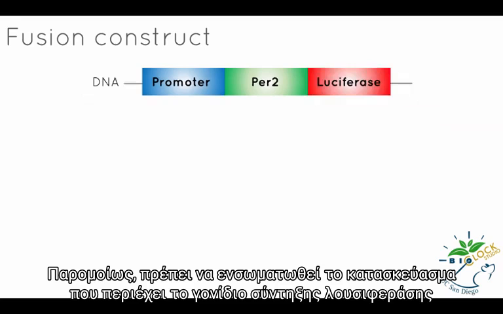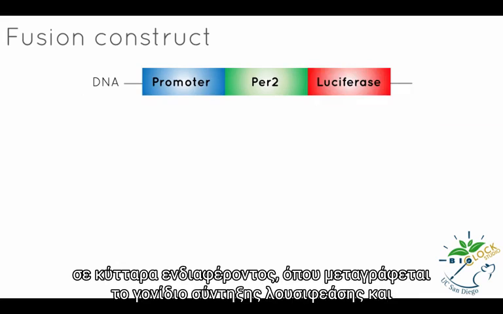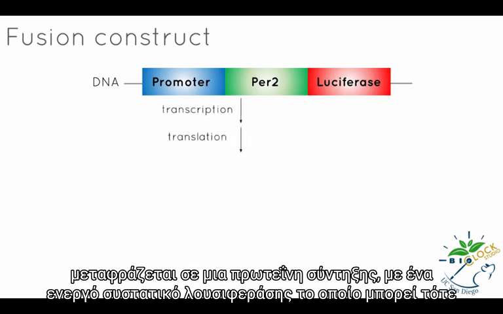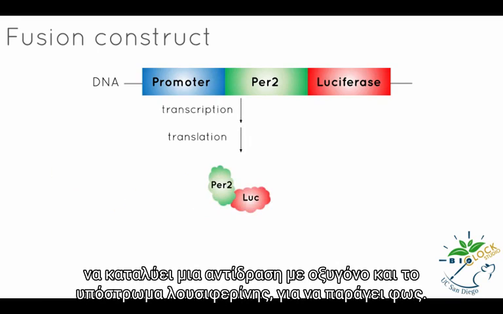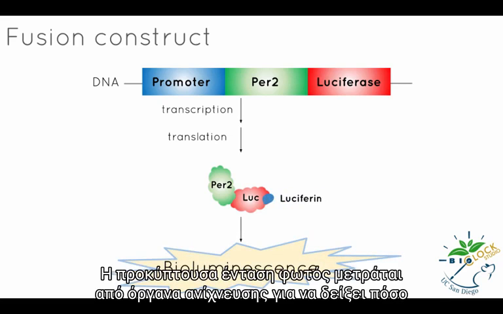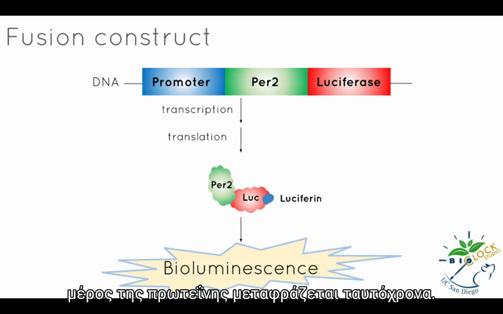Similarly, the construct containing the luciferase fusion gene needs to be incorporated into cells of interest, where the luciferase fusion gene is transcribed and translated into a fusion protein with the active luciferase component, which can then catalyze a reaction with oxygen and the substrate luciferin to produce light. The resulting light intensity is measured by detection instruments to show how much of a protein is being translated at one time.